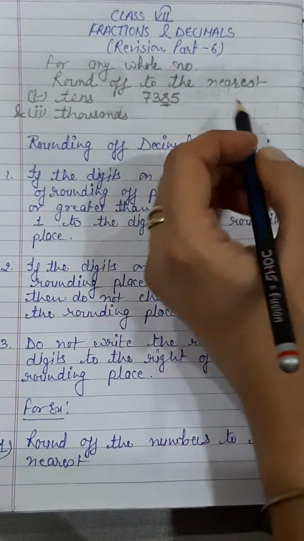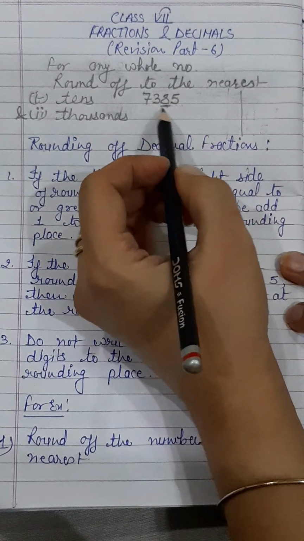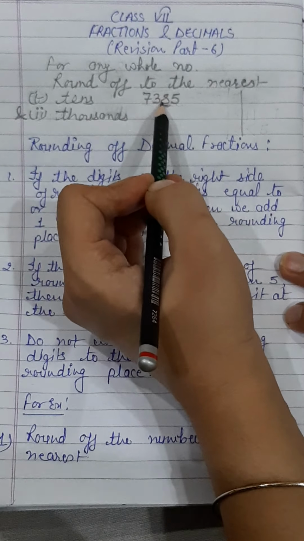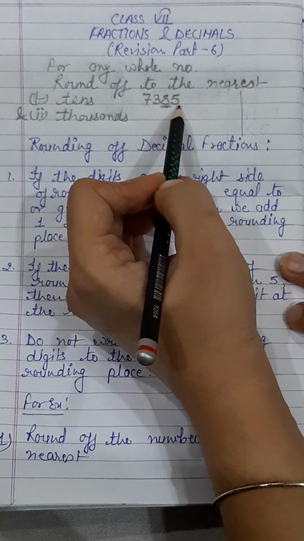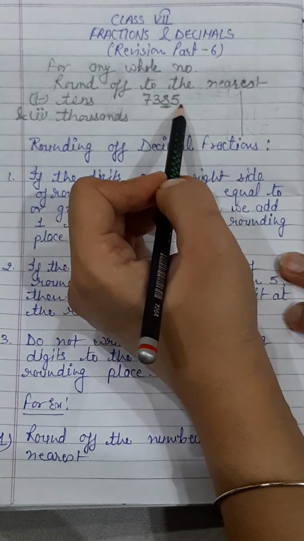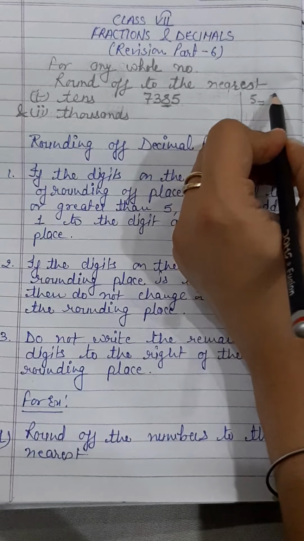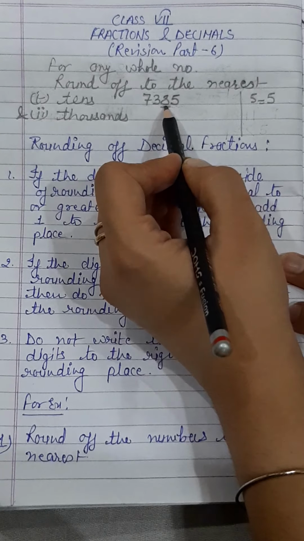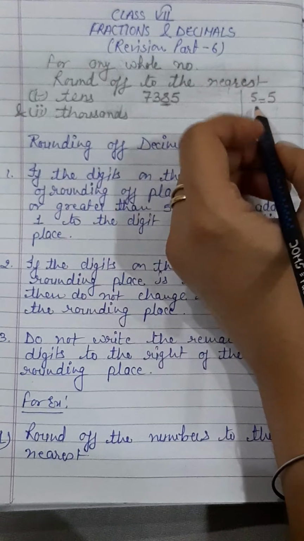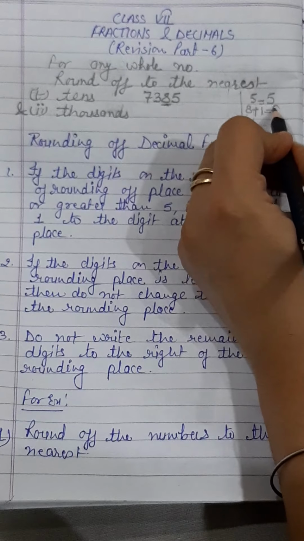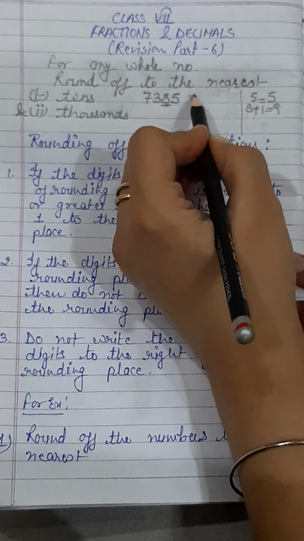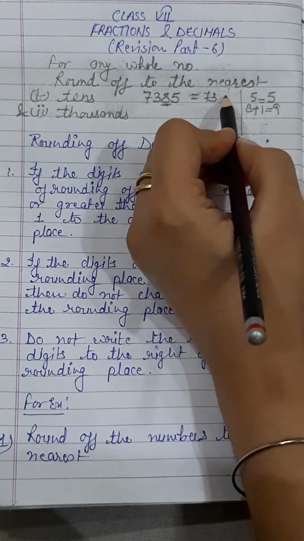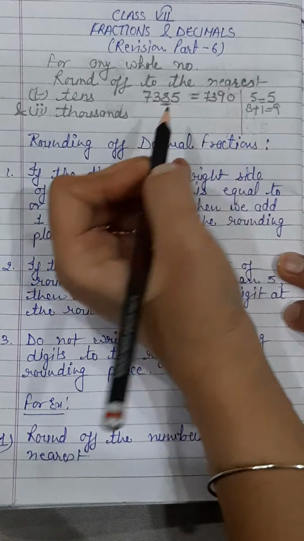So here, just check. You have to round off to the nearest tens, so the tens place is 8 and 8's right-hand side number is 5. The right-hand side next number is equal to 5. If it is equal to 5, then it gives 1 to the rounding off number. You have to add 1 here. 8 plus 1 becomes 9. So in that case the answer will be 7390, the 8 becomes 9 and the 5 becomes 0.